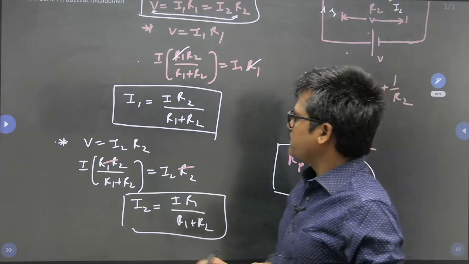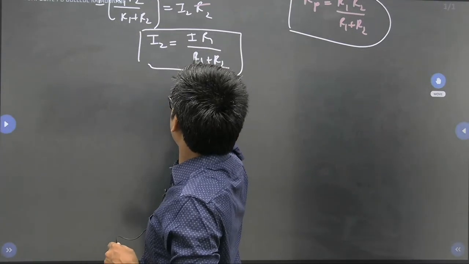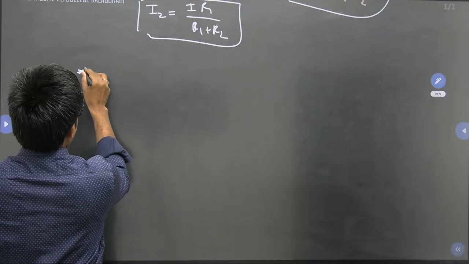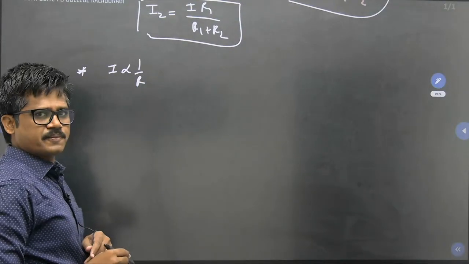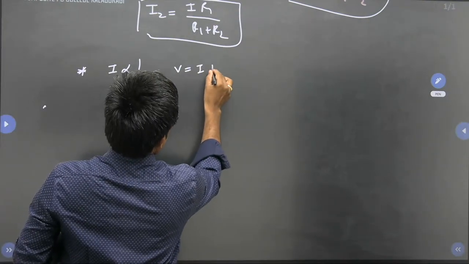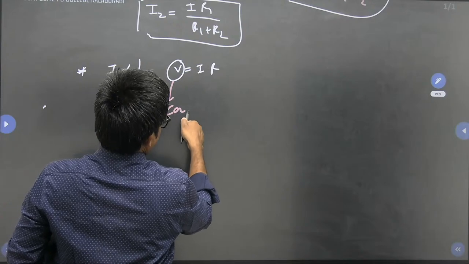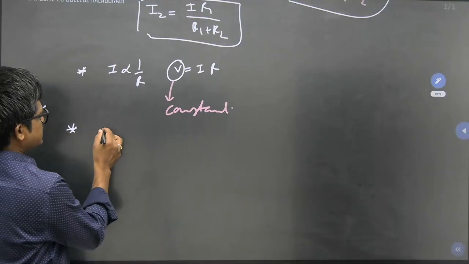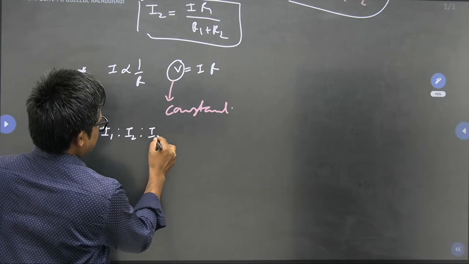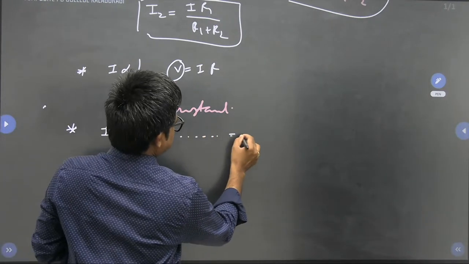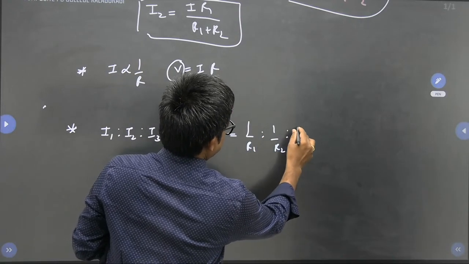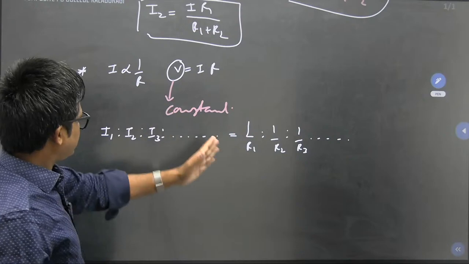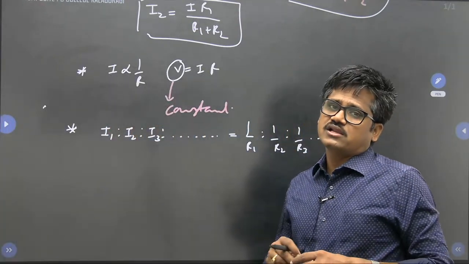Okay, now in parallel combination, how does the current divide? I is inversely proportional to R, because voltage V equal to IR, and in parallel this is constant. Therefore, I is inversely proportional to R. Current across each branch can be written I1 is to I2 is to I3 and so on, equal to 1 by R1 is to 1 by R2 is to 1 by R3. The ratio goes on. Right or not? So current will divide like that. Got my point?